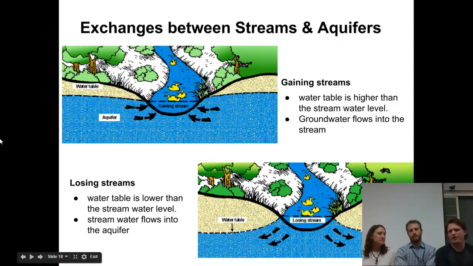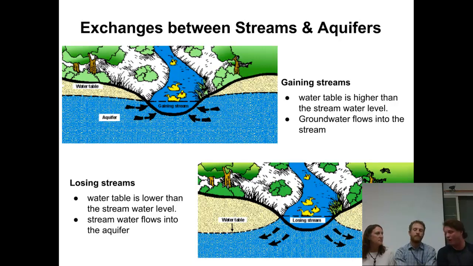All right, so now we're going to start looking at the exchanges between streams and aquifers, and we have a couple different diagrams here. If you take a look at the first diagram, it's a diagram of a gaining stream, and if I think of the term gaining, the stream is gaining water. And if we take a look at the diagram here, if you notice the water table, which is the top of the aquifer, the dashed black line labeled water table, it's actually the same level as the surface of the water that's in the stream. So therefore, the aquifer is feeding that stream, and that stream is gaining from the aquifer below it.